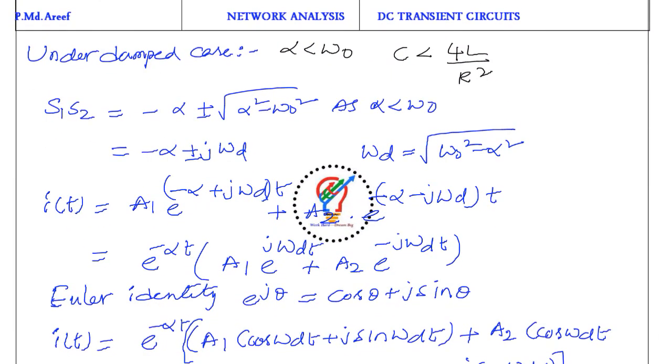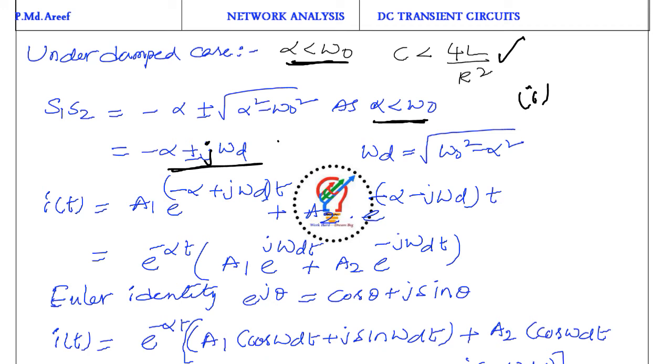The underdamped case means alpha is less than omega naught, so C is less than 4L by R square. How did we get this? By substituting the values of alpha and omega naught. The roots are s1, s2 equal to minus alpha plus or minus square root of alpha square minus omega naught square. As alpha is less than omega naught, this can be written in the form of minus alpha plus or minus j omega d. So here the roots are going to be complex, and to represent this complex we take a parameter called j, where omega d is equal to square root of omega naught square minus alpha square. This parameter j is denoted as i in some textbooks, the complex parameter.